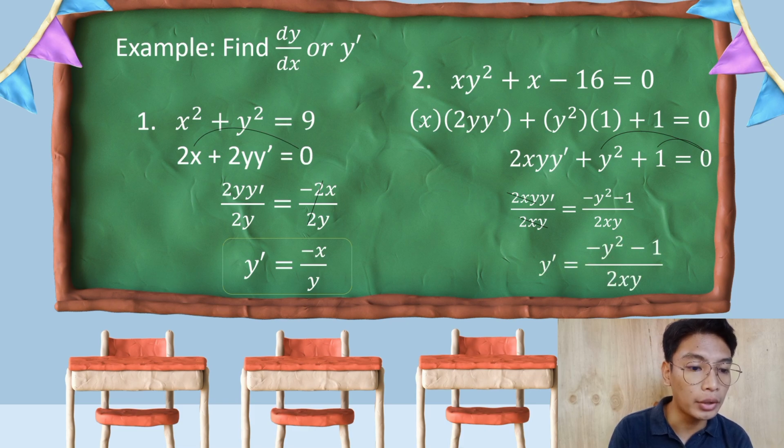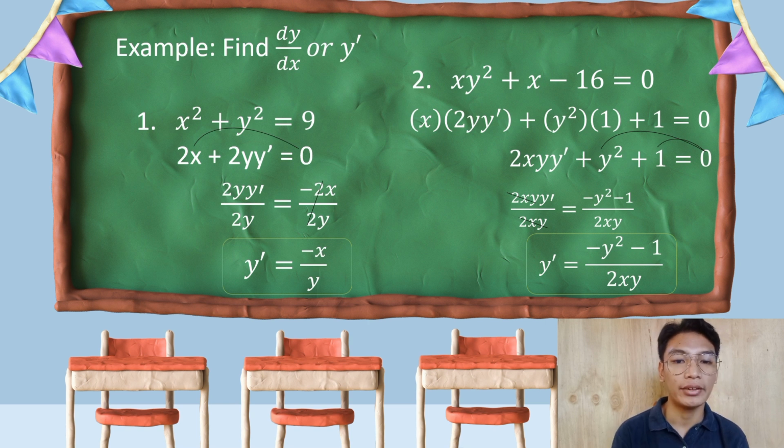Our answer for the derivative of y with respect to x is equal to negative y squared minus 1 over 2xy. So that is the answer for this function. So again, that is the derivative of implicit differentiation.